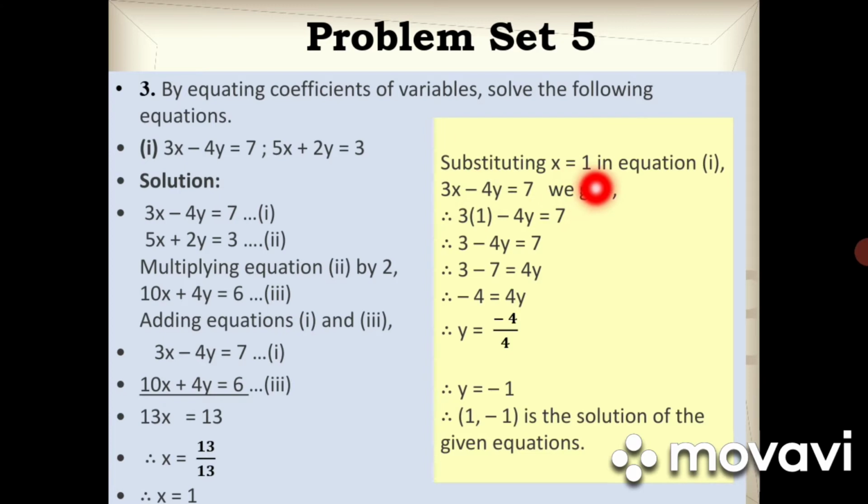Substituting x is equal to 1 in equation 1, 3x minus 4y is equal to 7. We get 3 into 1 minus 4y is equal to 7. Therefore 3 minus 4y is equal to 7. Therefore 3 minus 7 is equal to 4y. Therefore minus 4 is equal to 4y. Therefore y is equal to minus 4 upon 4. Therefore y is equal to minus 1. Therefore the ordered pair (1, minus 1) is the solution of the given equations.